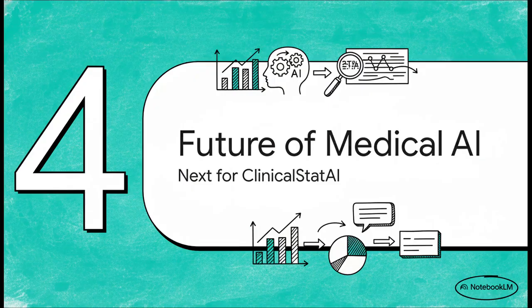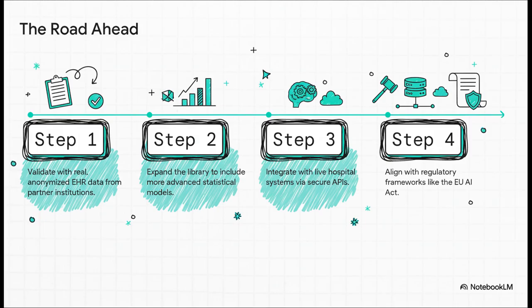So, with all that in mind, what's the path forward? Where do we go from here? Let's take a quick look at the roadmap for turning this awesome concept into a clinical reality. The roadmap is pretty clear and makes a lot of sense. The very next, most critical step is validation with real anonymous patient data from partner hospitals. After that, the plan is to add more models to its library, hook it up to live hospital systems, and of course, make sure it's fully compliant with all the big regulations like the EU AI Act.